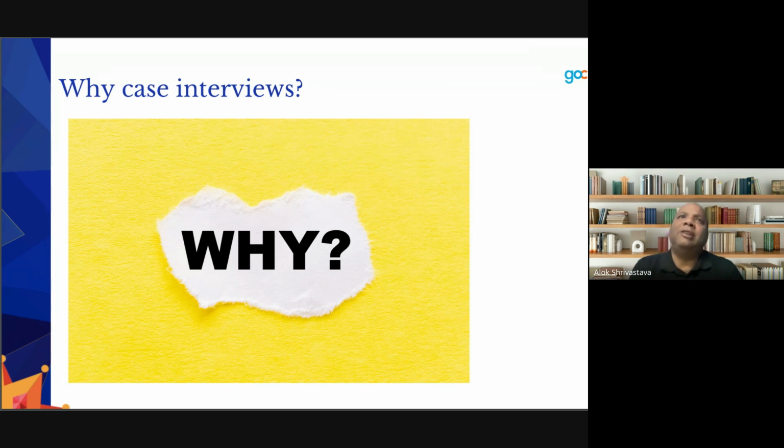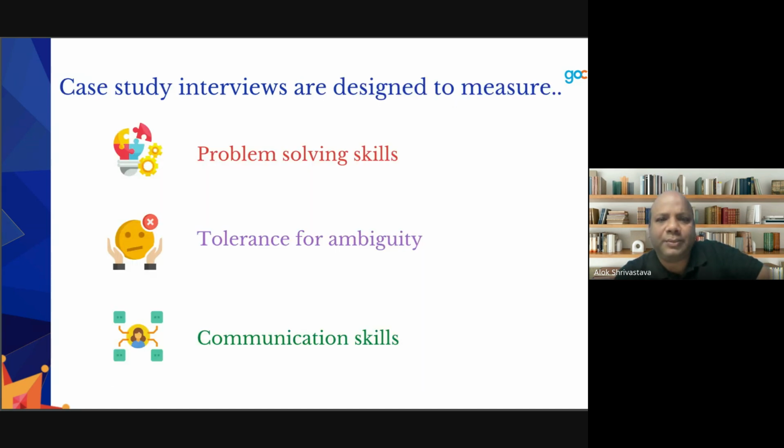Another thing is that since things are changing so fast, they want to see that if the technology is changing, if the business environment is changing, how would you react to it when there's an uncertain situation? How would you structure it? How will you analyze it? How will you take an action? All these things are being asked in the case interviews. So that's why case interviews are asked. And as I said, they are designed to evaluate your problem solving skill, your tolerance for ambiguity, and your communication skill, right? So this is what they are going to test you on.